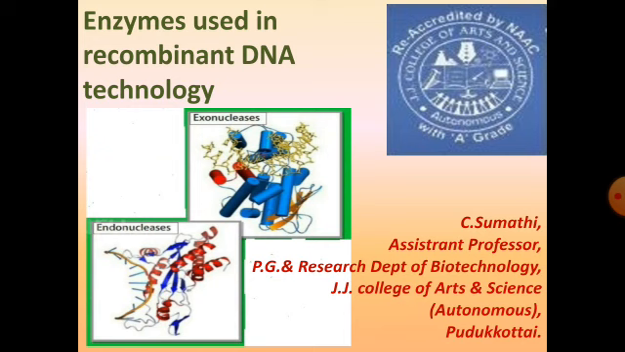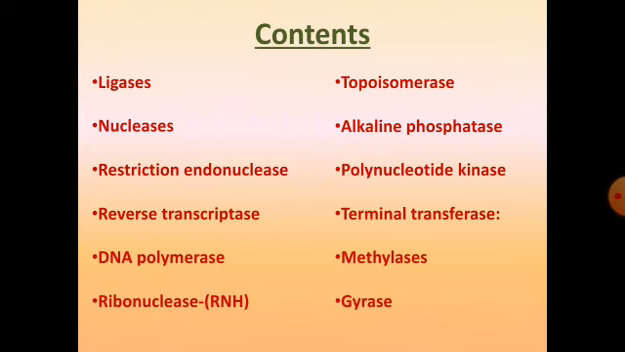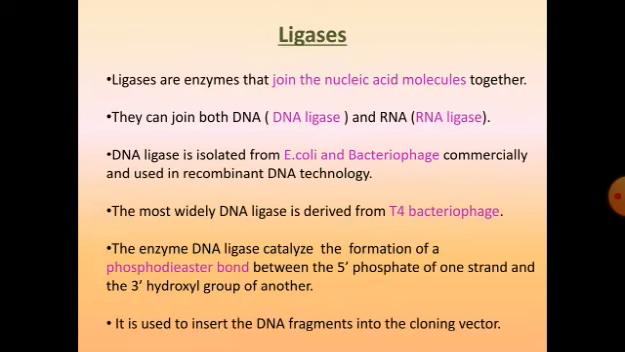Today we are going to see about enzymes used in recombinant DNA technology. These are the most widely used enzymes in recombinant DNA technology: ligases, nucleases, restriction endonuclease, reverse transcriptase, DNA polymerase, ribonuclease, topoisomerase, alkaline phosphatase, polynucleotide kinase, terminal transferase, methylases, and gyrase. First, ligases. Ligases are the enzymes that join the nucleic acid molecules together.